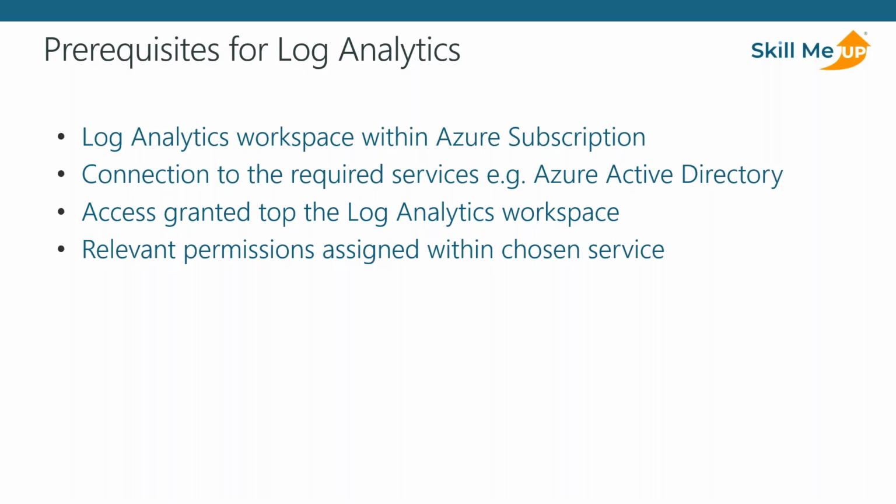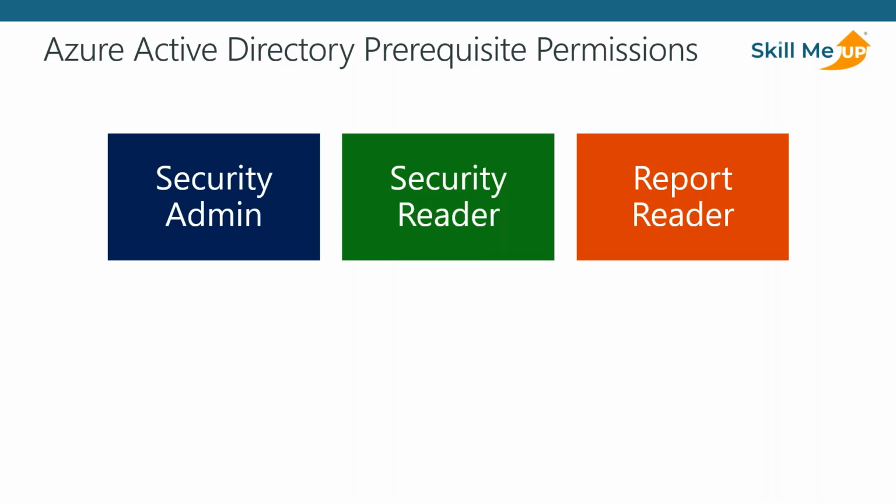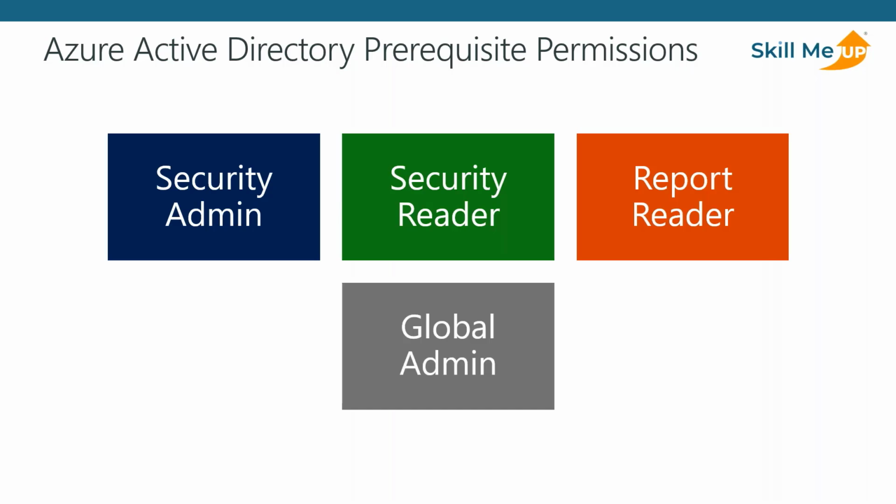Then connect to Azure Active Directory or whatever the service might be. Access is granted at the top of the log analytics workspace, and then the relevant permissions are assigned within that chosen service. Now, the following roles in the Azure Active Directory have access to utilize the log analytics. So they are security admin, security reader, report reader, and then global admin.